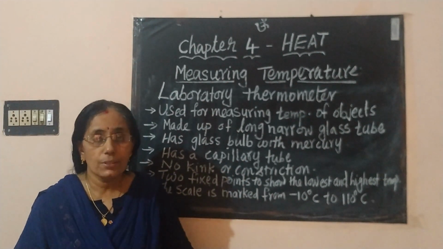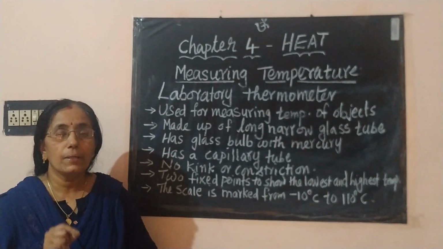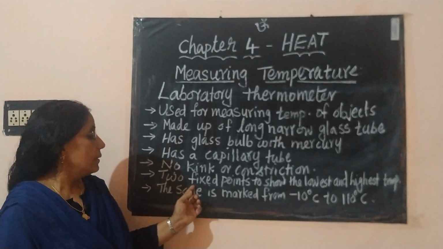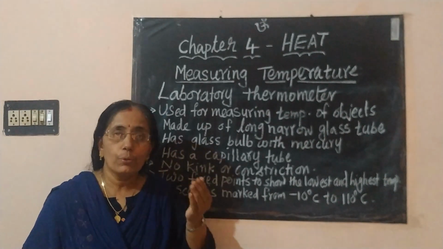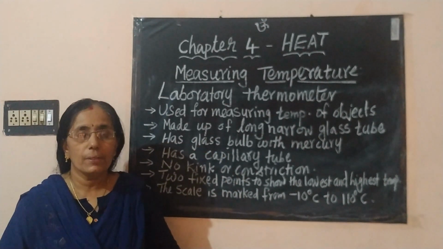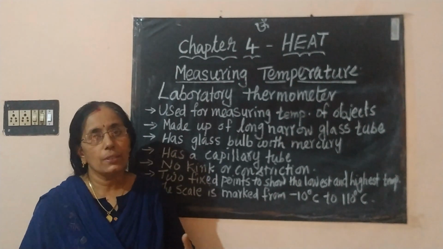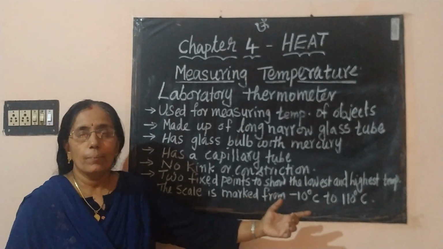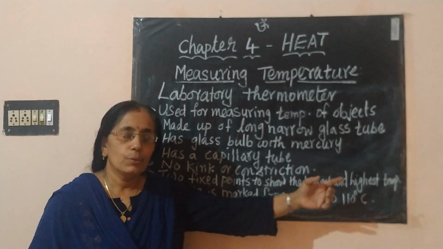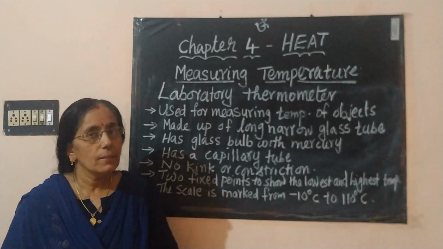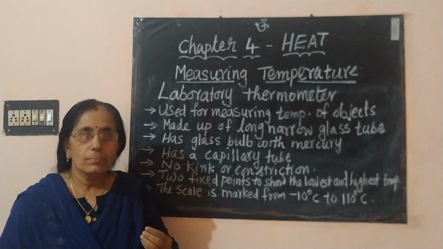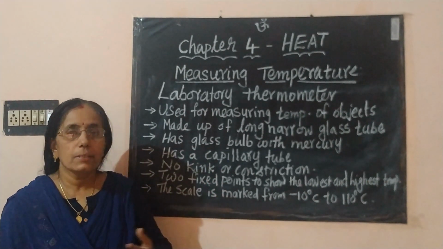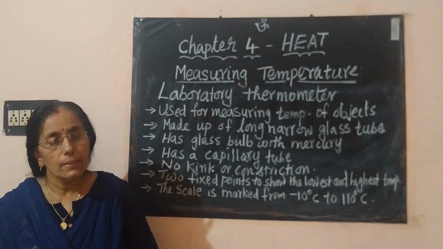but there is no constriction or kink in the capillary tube of a laboratory thermometer. There are two fixed points to show the lowest and the highest temperature that can be measured using a laboratory thermometer. The scale is marked from -10 degrees Celsius to 110 degrees Celsius. In some common laboratory thermometers, we can also see 0 degrees Celsius to 100 degrees Celsius.